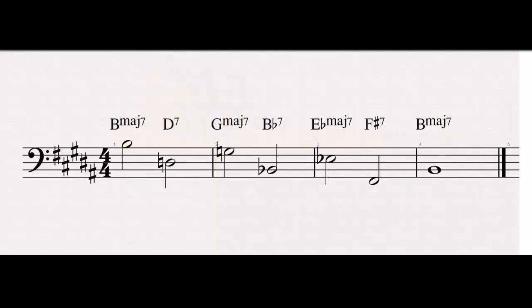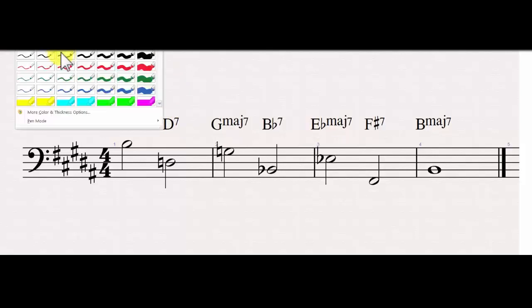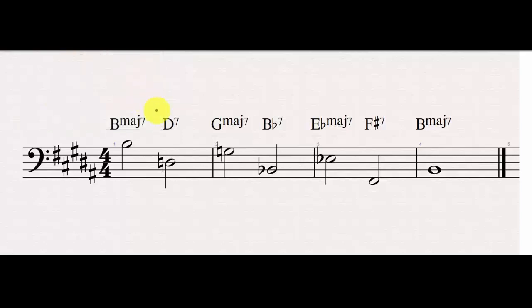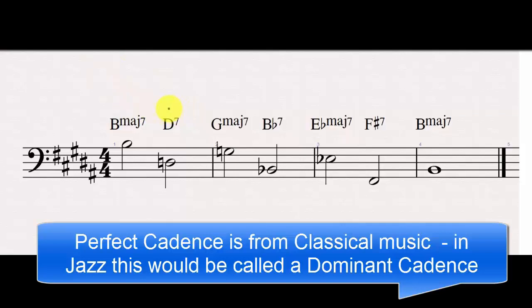Actually, I'll just write that in. We can do drawing on this, can't we? Just a minute, let me get a pen. Write it in a little bit deeper colour. Right, so we've got a cadence here, a perfect cadence. Oh God, that's horrible. Too thick. Let's try that. That's better. So that is a perfect cadence: D7 to G, and this is in the key of G.